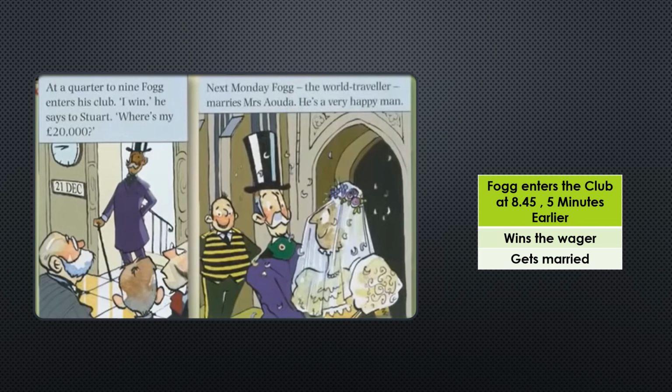And this is the story about Mr. Phileas Fogg, who completes his journey around the world in 80 days.